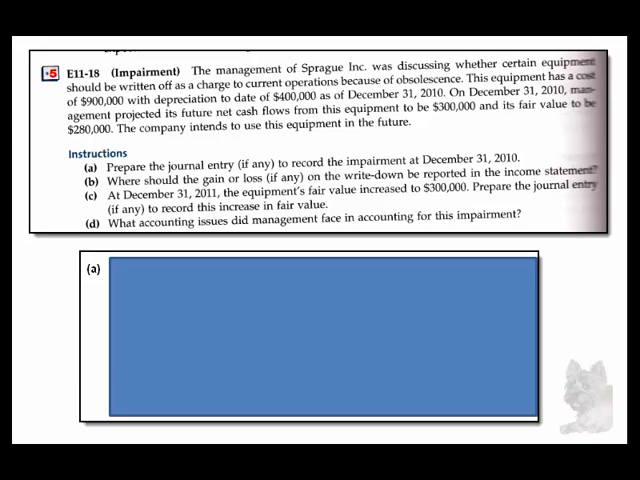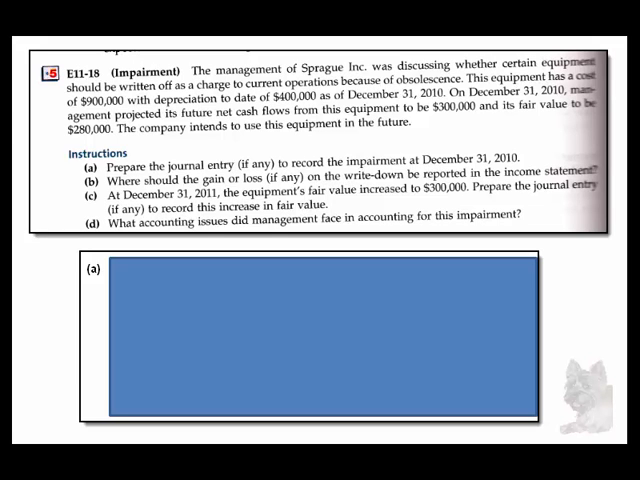Let's take a look at exercise 11-18, which is an asset impairment problem. I'll read it to you. You see the information on the top of your screen. The management of Sprague, Inc. was discussing whether certain equipment should be written off as a charge to current operations because of obsolescence.